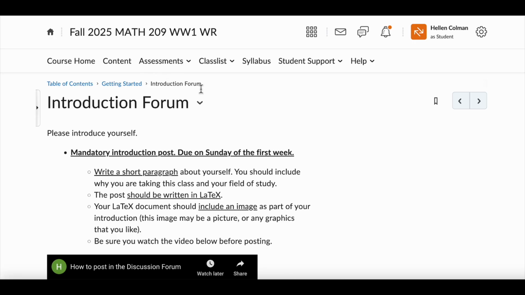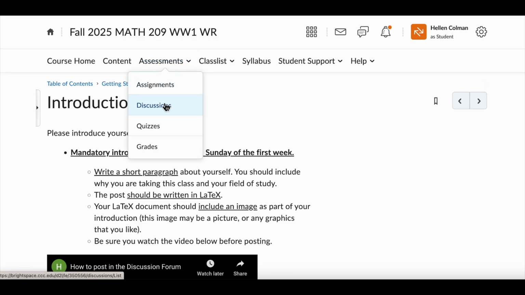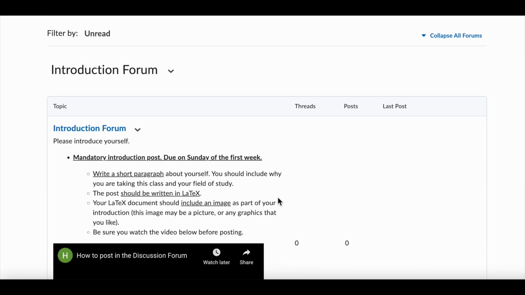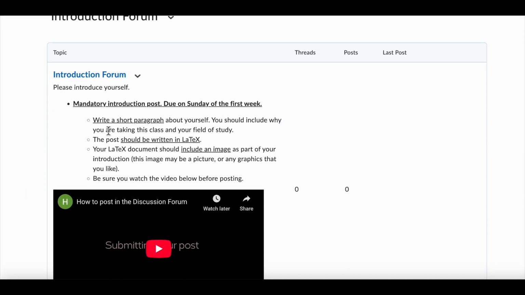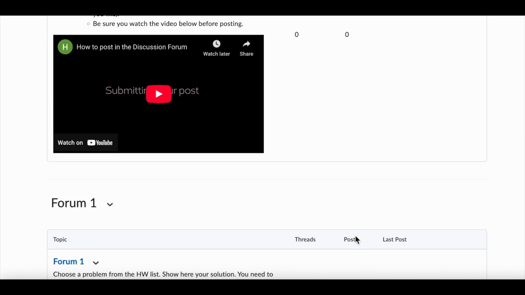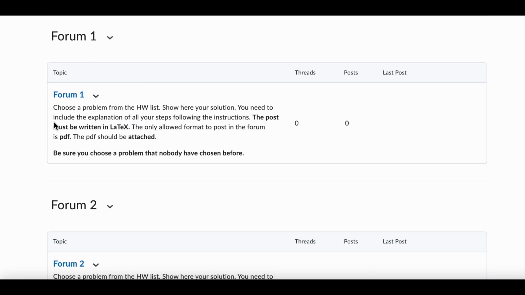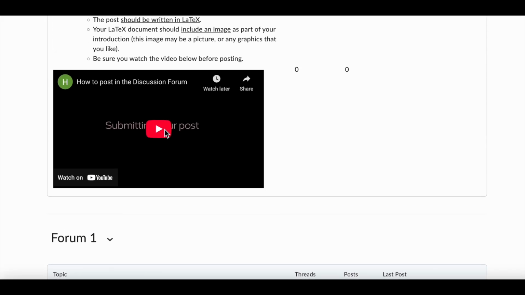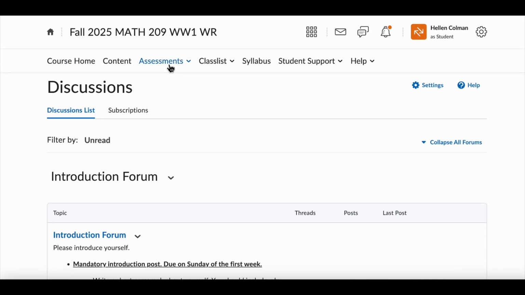The forum posts, by the way, are also available in here under assessments. You go to discussions, and so here you have all the forums of the class. First, this very forum that I just showed for the introduction, but then you have forum 1, forum 2, for all the forums you have them available under assessments, discussions.